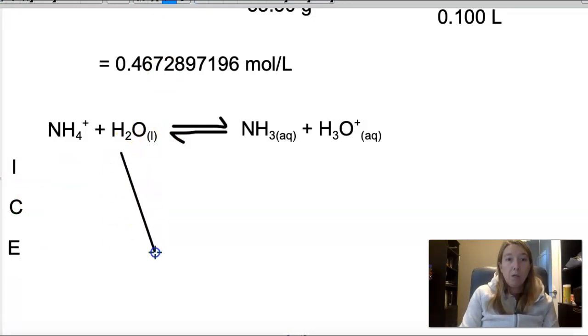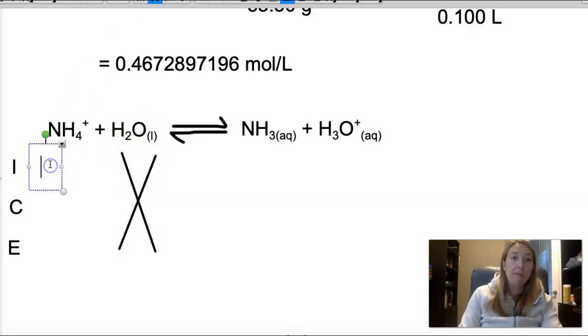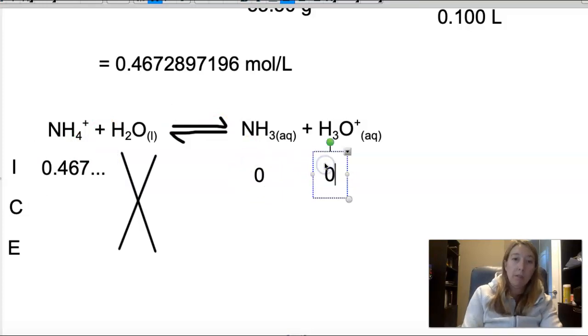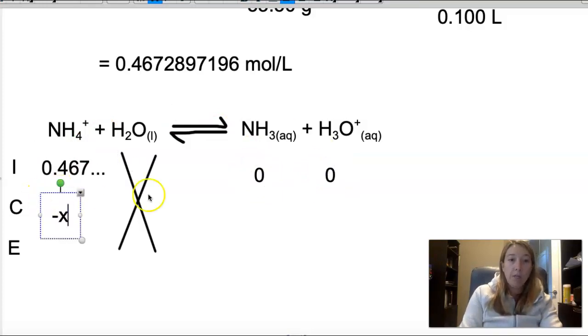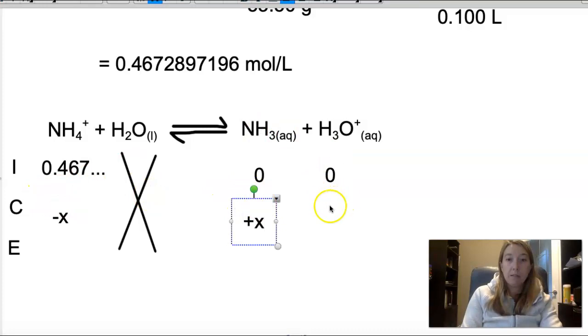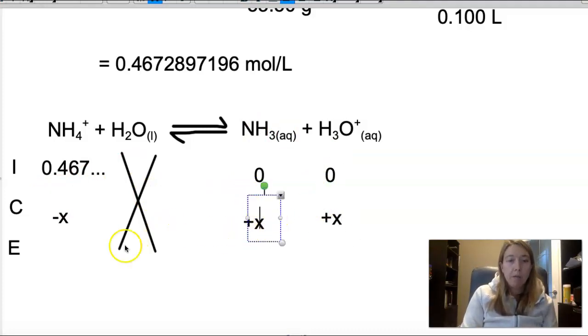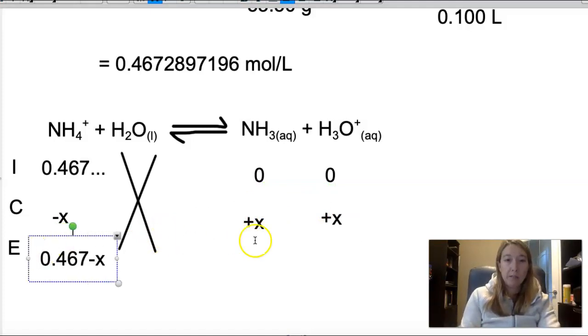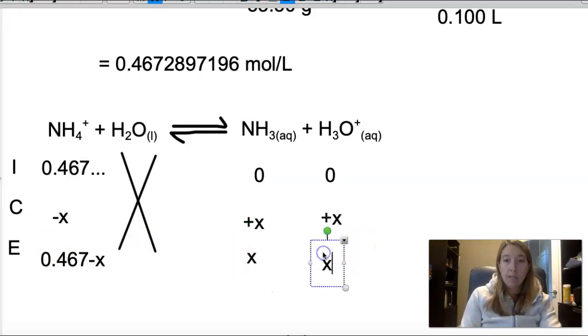Okay, water goes away. Initial concentration of the ammonium is going to be 0.467. The other two are going to start at 0. Okay, change values, minus x, and plus x. Okay, our equilibrium, 0.467 minus x, and finally x.